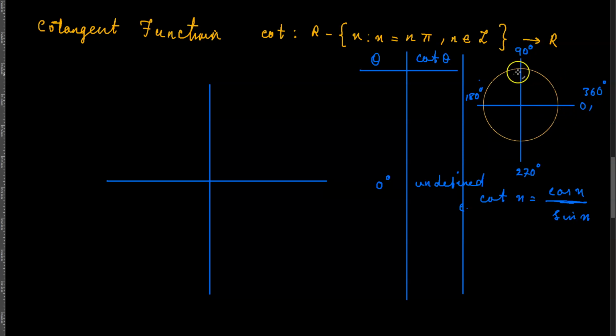So when I get to 90 degrees, cos of 90 degrees is equal to 0, and sine of 90 degrees is equal to 1. So 0 divided by 1 is equal to 0. So you get 0 at 90 degrees. At 180 degrees, the cos of theta becomes -1, the sine of theta becomes 0. So then there you are undefined. So these are all the multiples of pi where the function is not defined.